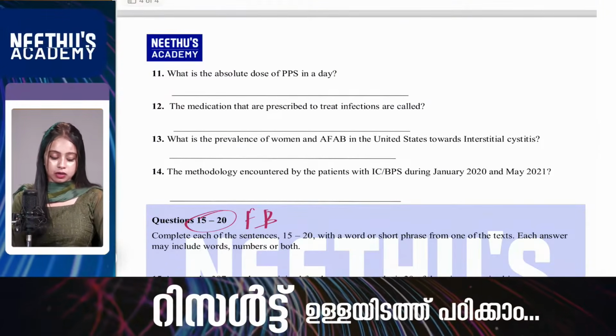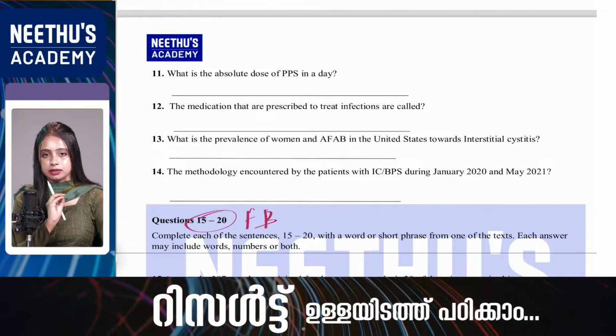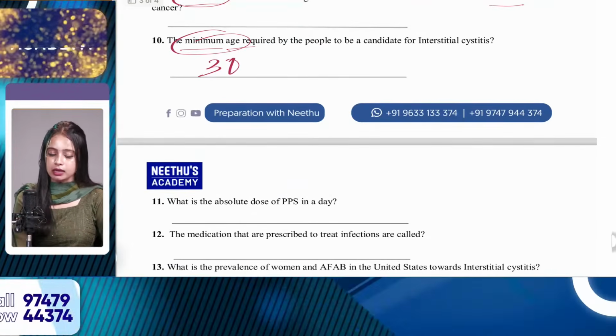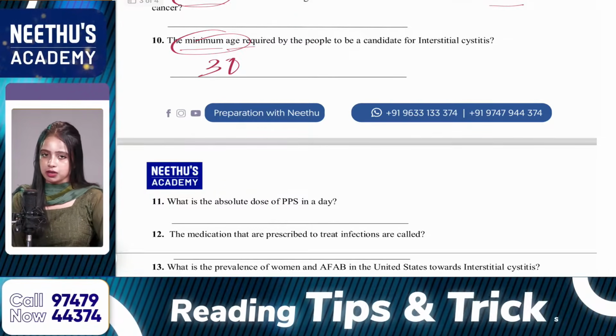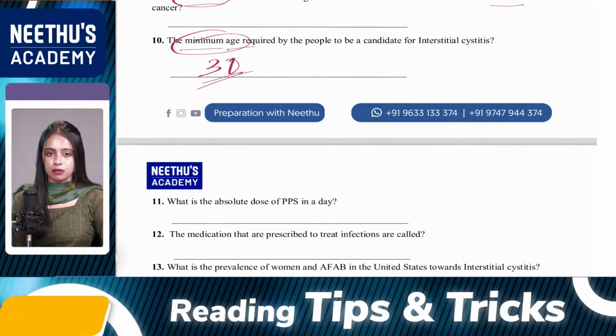Not 30 years, guys, it is just 30, because age is already being asked and years is not mentioned anywhere. So you can write 30.